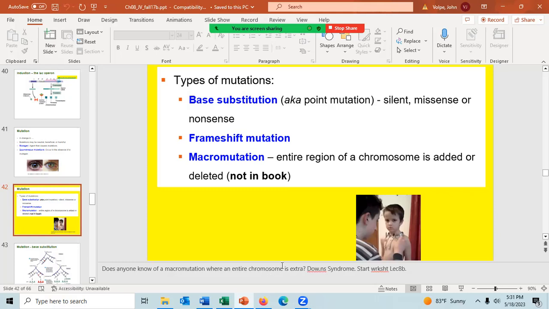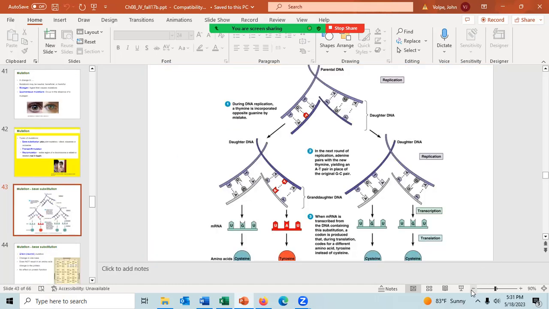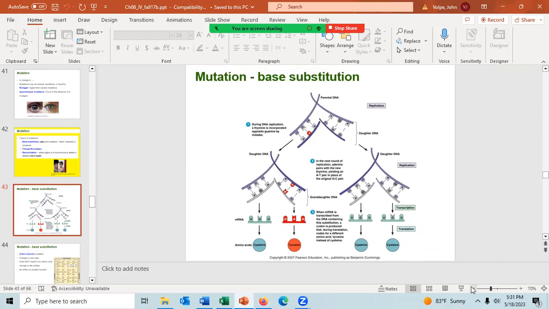All right, a macromutation with an entire extra chromosome is seen in Down syndrome patients. They have an extra chromosome 21. And that would be a macromutation. You can also have just a portion of the chromosome which is either present or absent. And that would be a macromutation also.